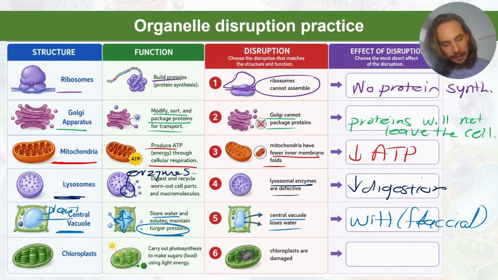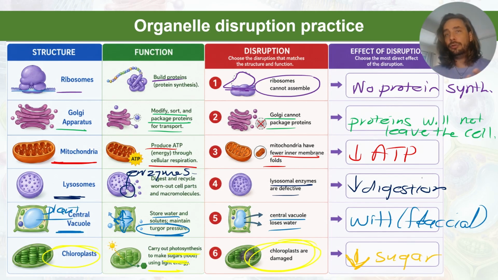And then finally, the chloroplasts. The chloroplasts are there for photosynthesis, and they make sugar, which is the food the plants need. Okay, and they use light energy. So if the chloroplasts are damaged, then ultimately this plant is going to produce less sugar. Okay, and less food means that the plant might die.